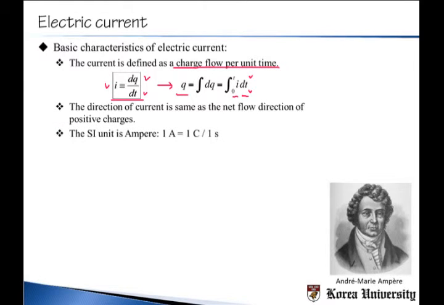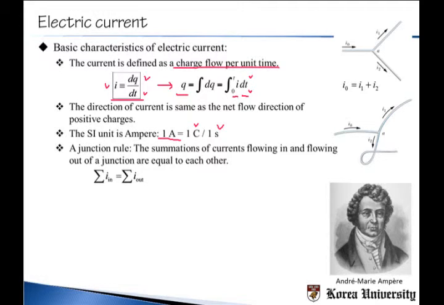And then what is the SI unit? Remember, the SI unit of charge is coulomb, and the SI unit of time is, of course, second. If you divide one by the other, then we get the unit ampere. This ampere comes from the name of a French physicist, André-Marie Ampère.